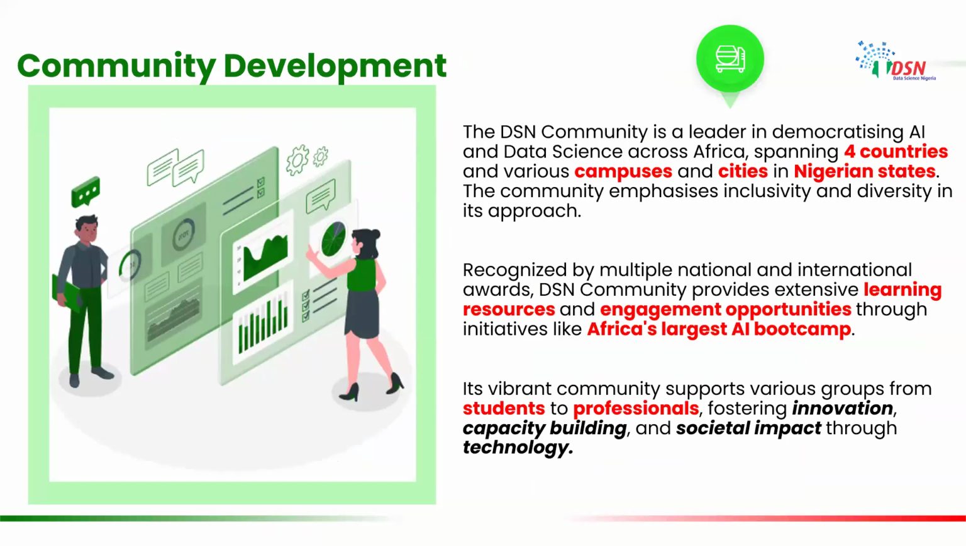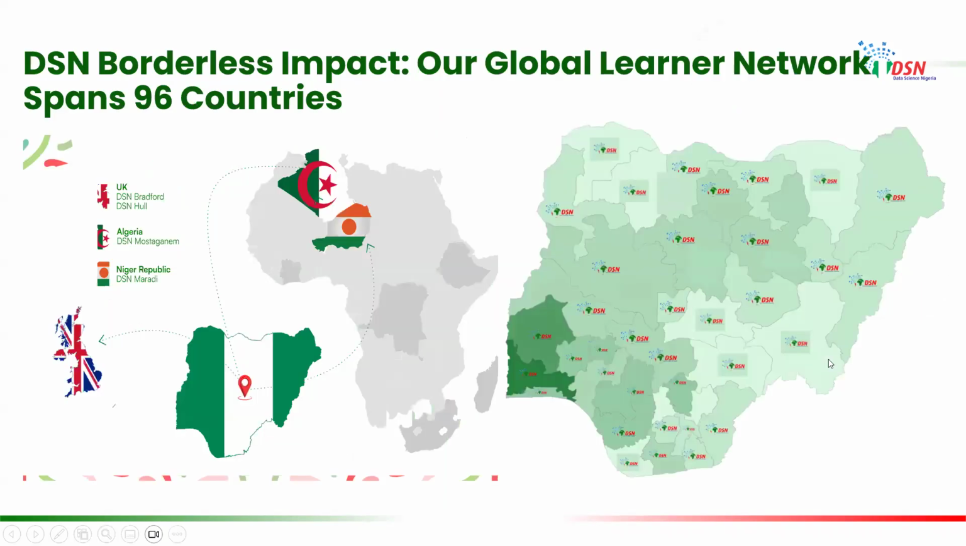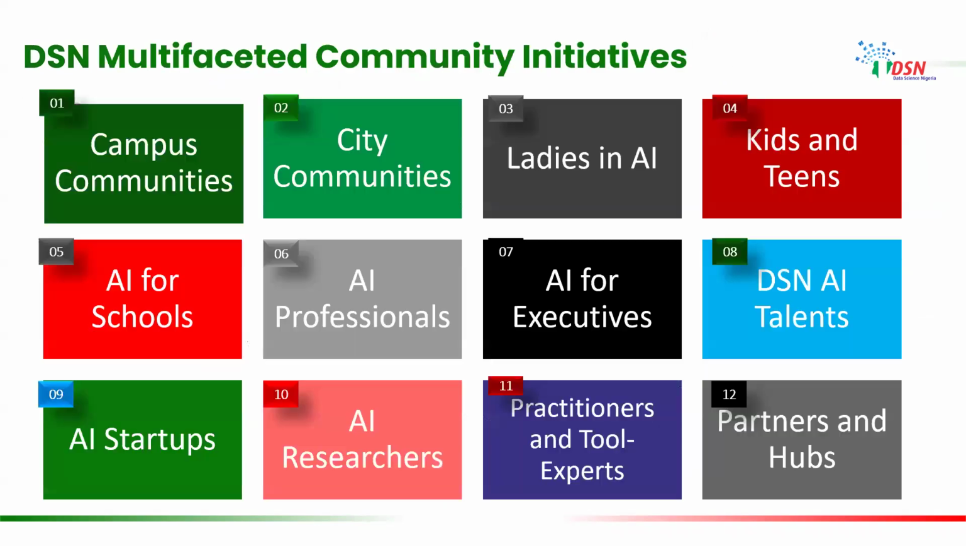We call it community development. Community is the core of Data Science Nigeria. We have our presence in all 36 states in the country, and we've even expanded outside of the country. We are now in over 14 countries, and we have a learning reach of over 1 million people. In terms of countries, we have learning reach in over 96 countries. So we're that big.